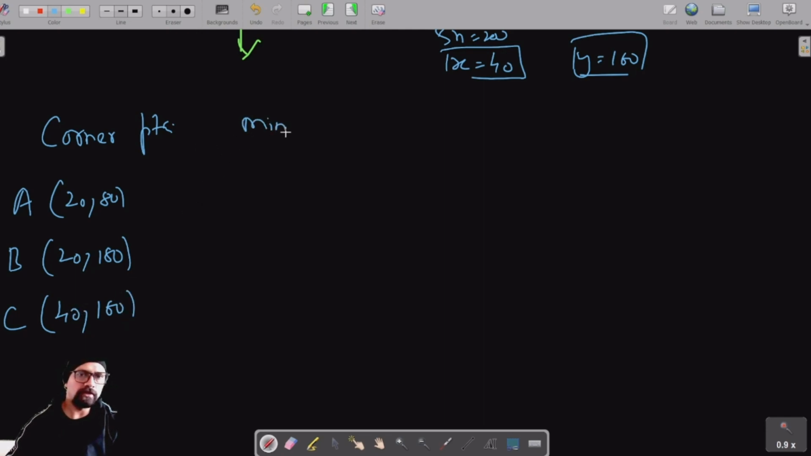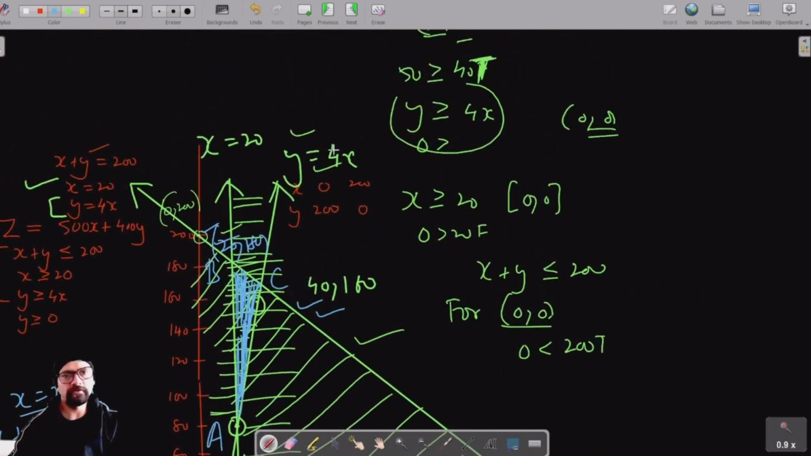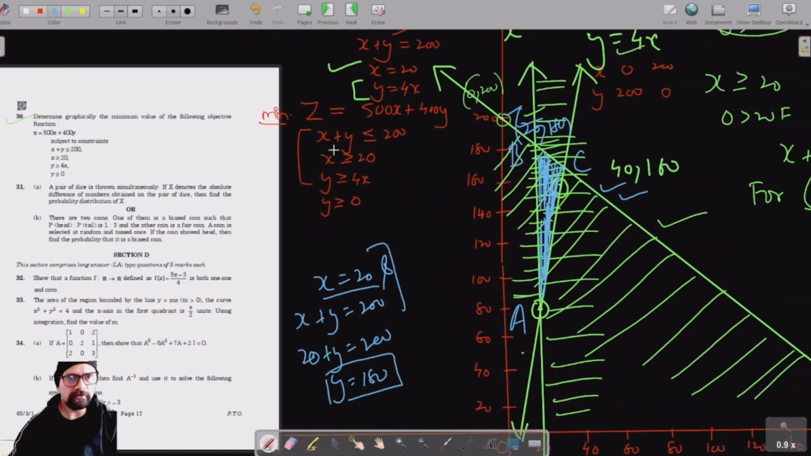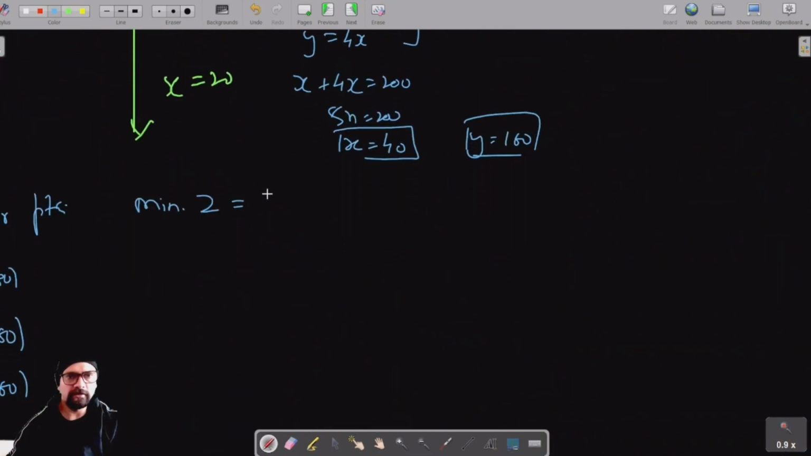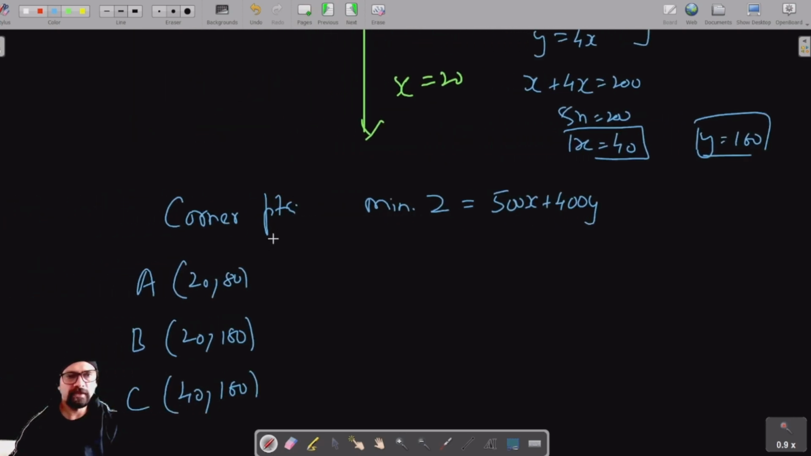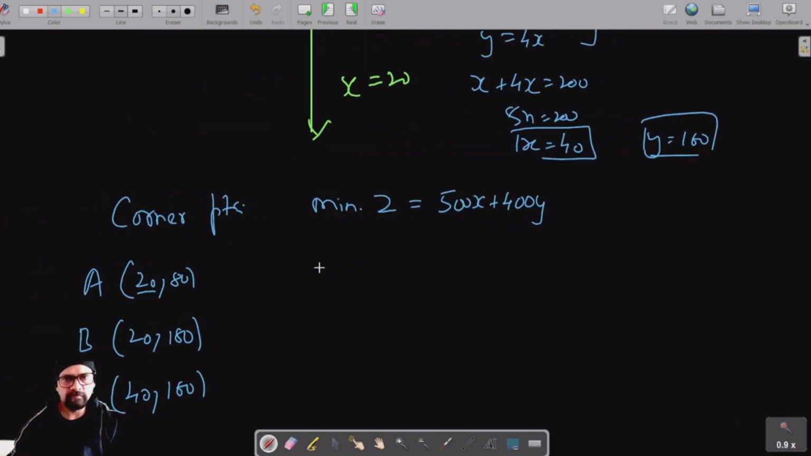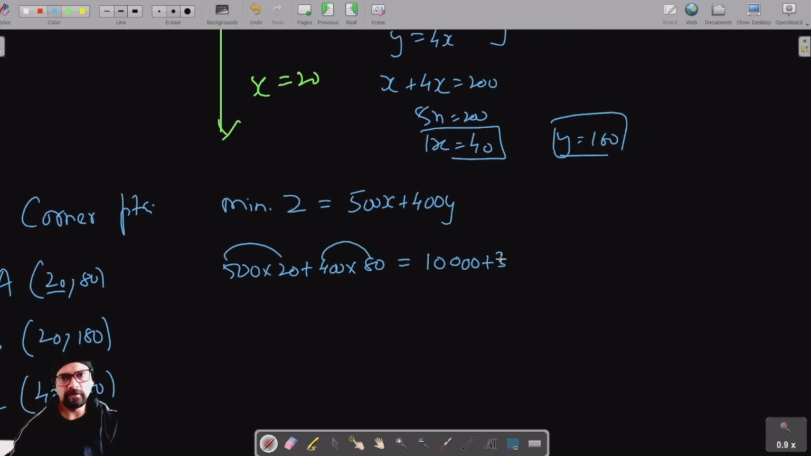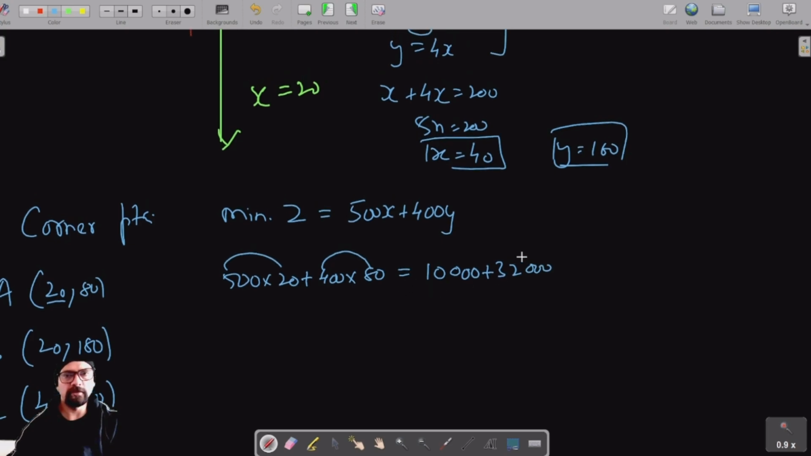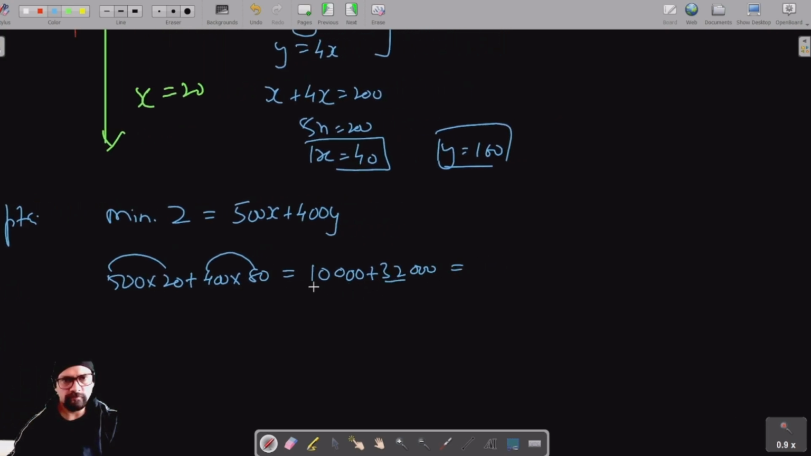And let's try to get the minimum z. Minimum z was 500x plus 400y. So this is 500 into 20 plus 400 into 80, which gives 5 twos are 10 and 1000 plus 8 fours are 32 and 32,000. So which gives us 32 plus 10 is 42,000.